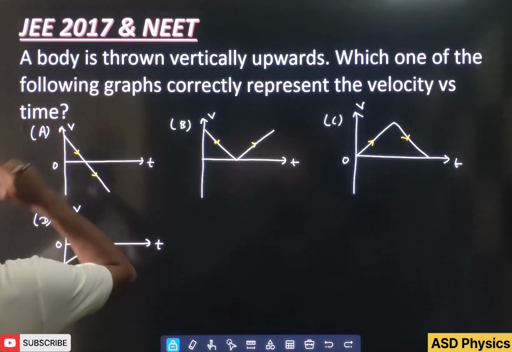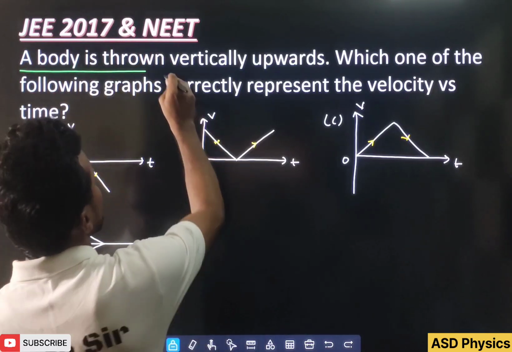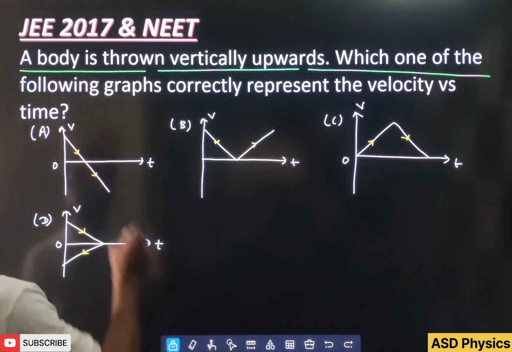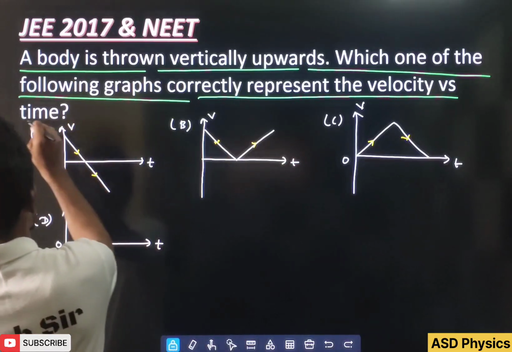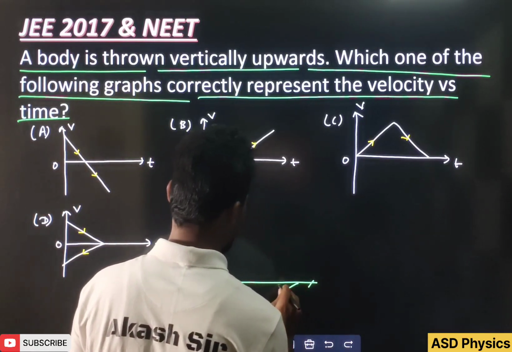Now students, let's see this question. Very important question, asked in JEE 2017 exam. A body is thrown vertically upwards. Which one of the following graphs correctly represents the velocity versus time? Very, very standard question.